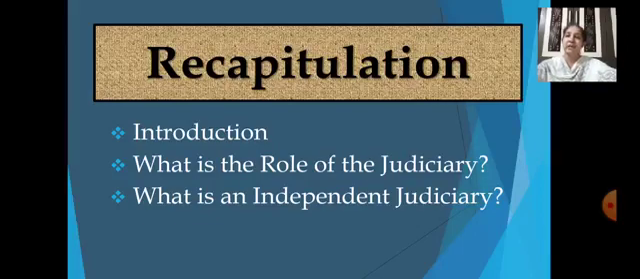Now let's just go through the points that were included in the role of the judiciary. First we saw about the dispute resolution. This is one of the important roles of the judiciary. Then we saw the judicial review. Then we saw upholding the law and enforcing fundamental rights. Then we saw what is the meaning of an independent judiciary, correct? And we saw what are the advantages of having that independent judiciary, right?